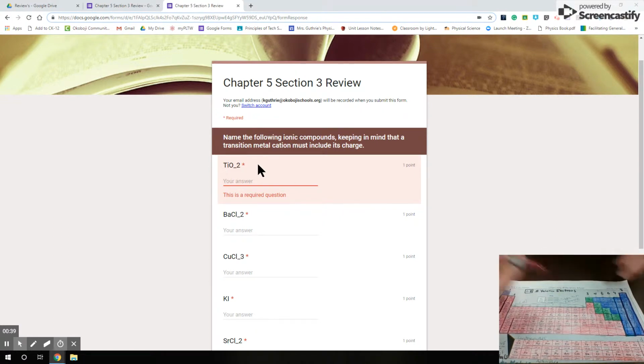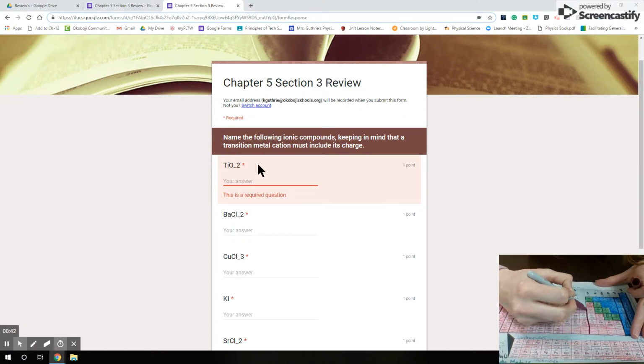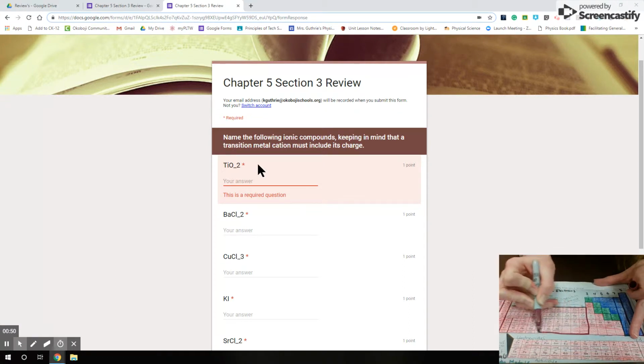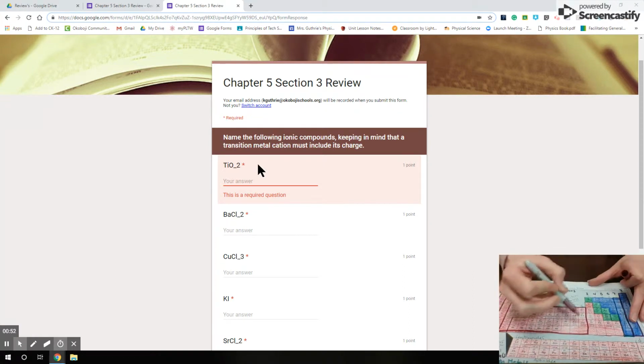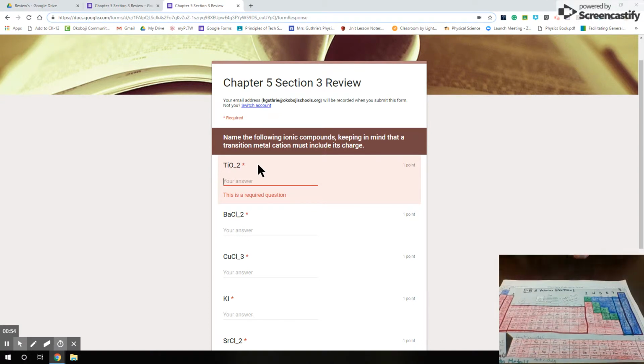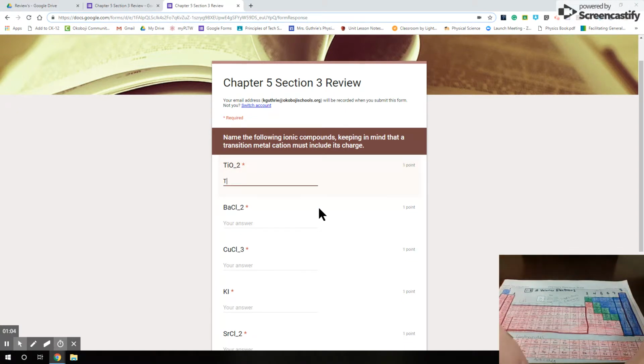Remember, the transition elements are anything from group 3B, so group 3, all the way over to group 12. Those are transition elements. Anybody in this region will require a charge listed because any of these elements has the chance to have more than one charge. So for titanium, you're just going to write titanium.